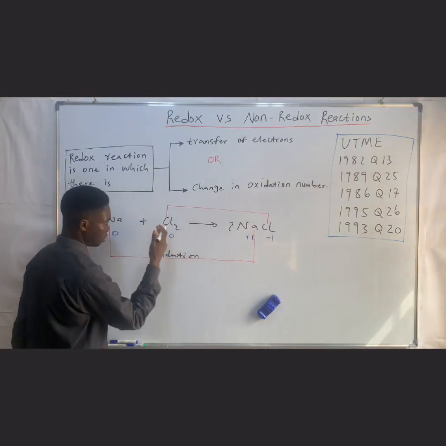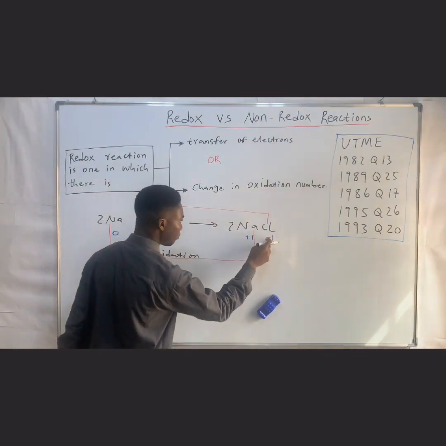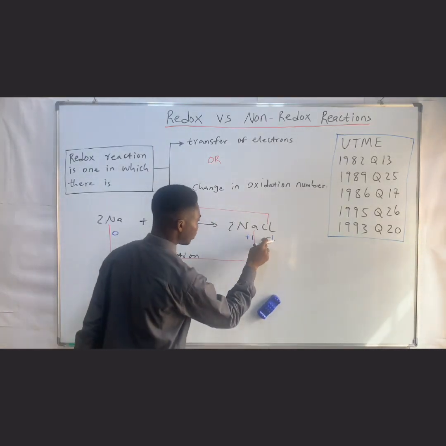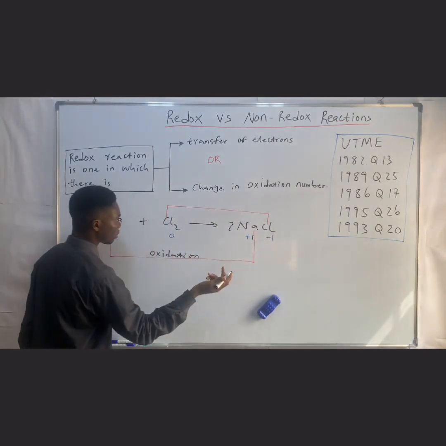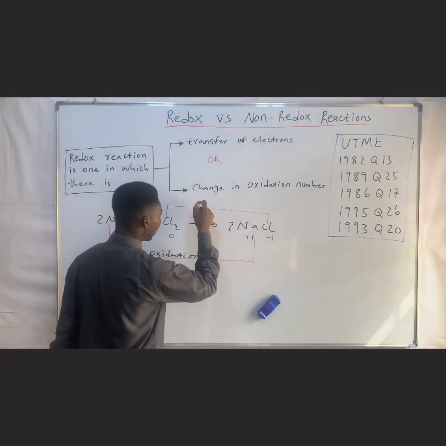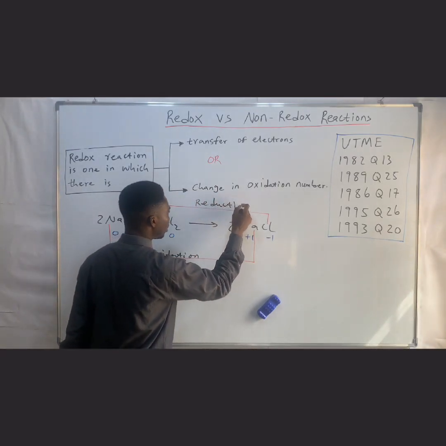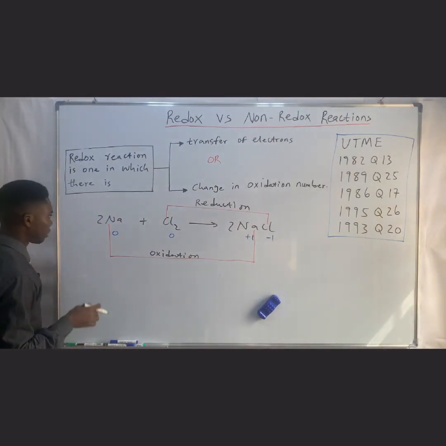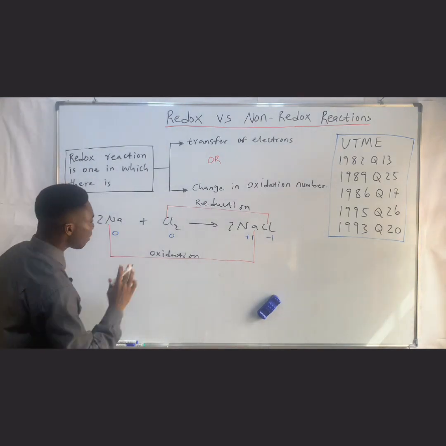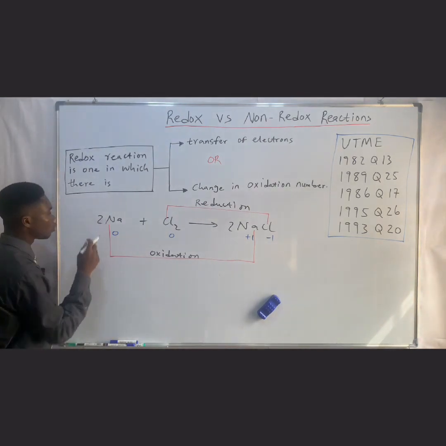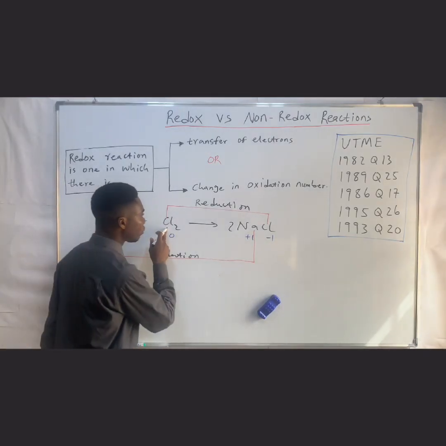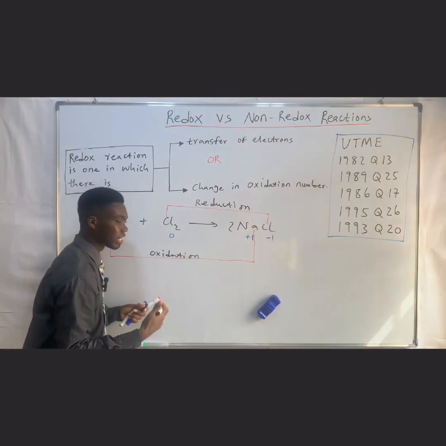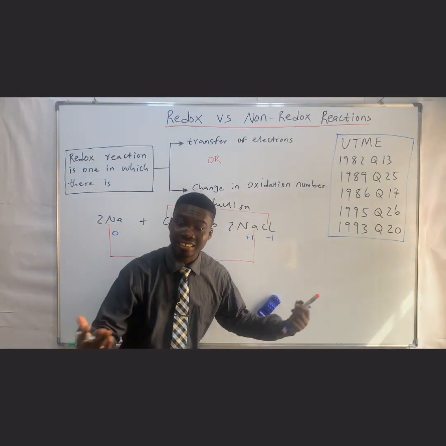If you take a look at chlorine, it goes from 0 to -1. On the reactant side, chlorine is 0. On the product side, chlorine is -1. So from 0 to -1 is a decrease in oxidation number, and that is reduction. That's one of the definitions of reduction. Please watch my video on reduction and oxidation for better understanding. So sodium is the one undergoing oxidation, while chlorine is the one undergoing reduction. You can see that reduction and oxidation are taking place concurrently, simultaneously, at the same time.